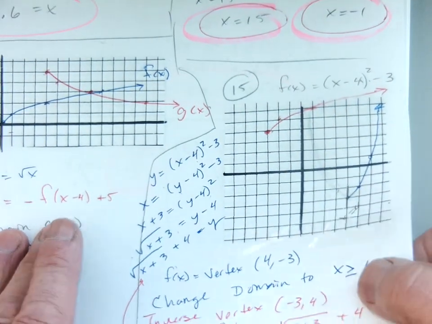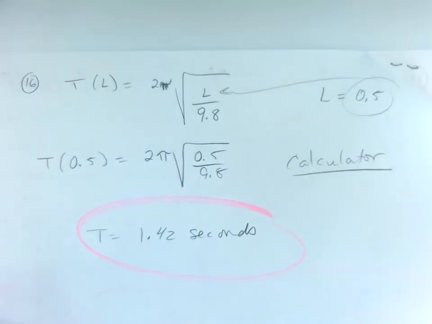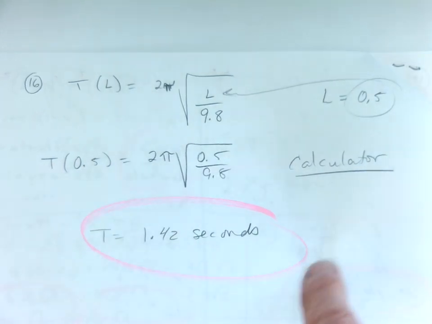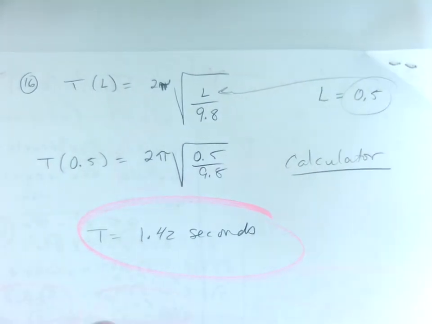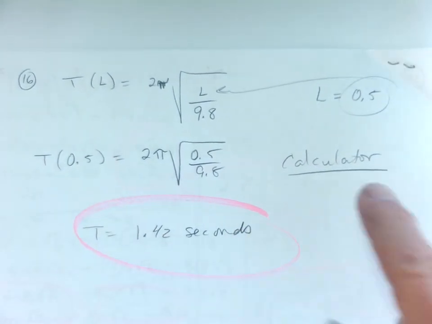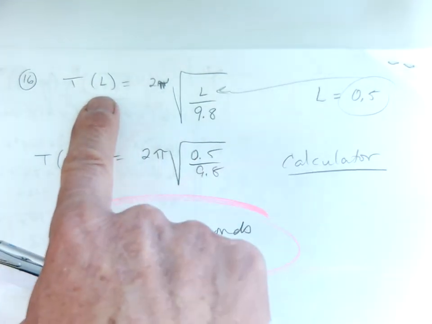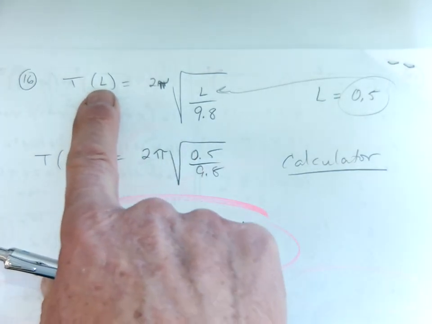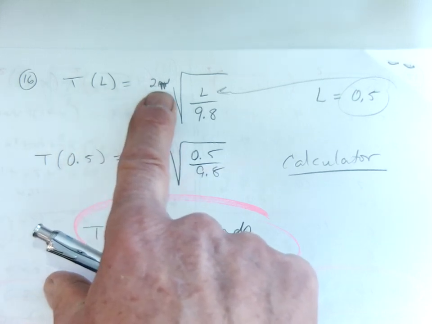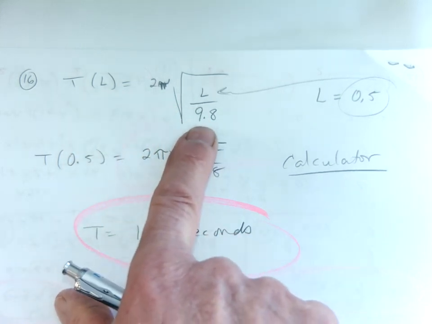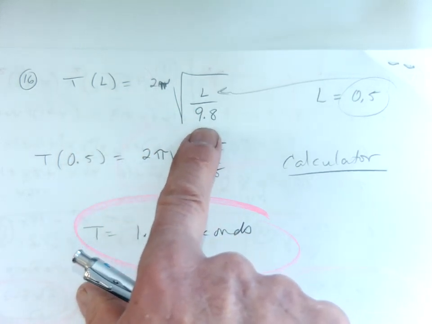Okay, almost done. On the back side, here's my equation. It's a pendulum, and the longer the arm, the slower it rocks back and forth. Short arm goes pretty quick. So here's my equation. The time with respect to the length of the pendulum is 2π times the square root of L, which is the length, divided by 9.8. Okay, that's just gravity. That's where that number comes from.